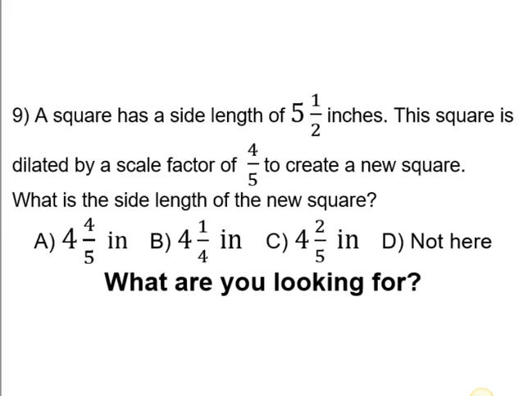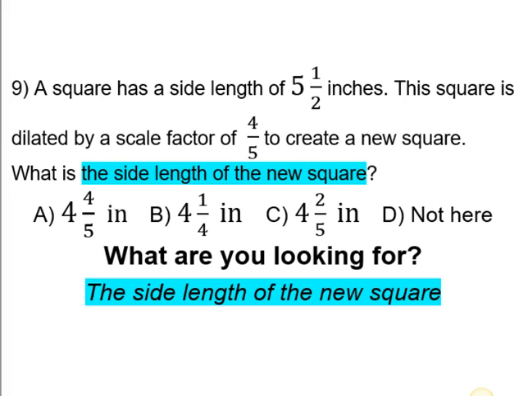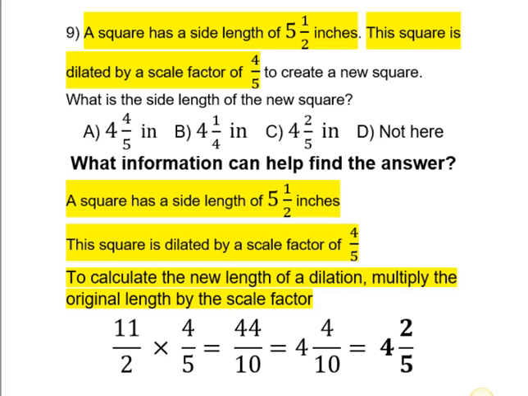What are we looking for? We are looking for the side length of the new square. What information can help us find the answer? Okay, so number 1, we know that the side length of the square is 5.5 inches, and that it's dilated by a scale factor of 4/5. Well, in order to find the new length of the dilation, we must multiply the original length of the side by the scale factor.